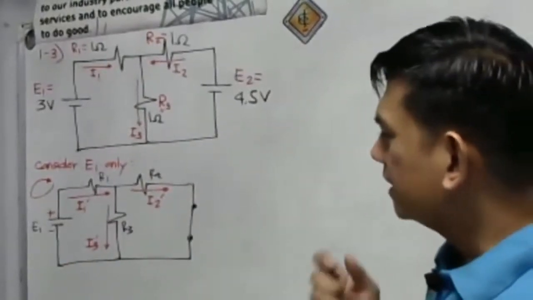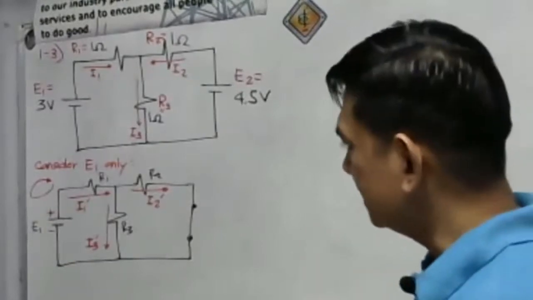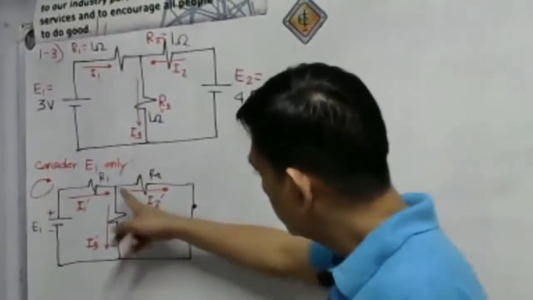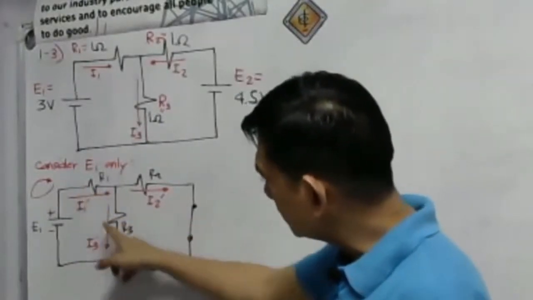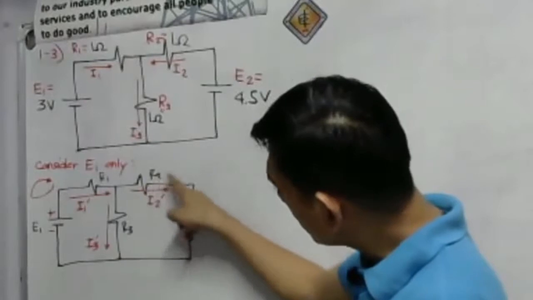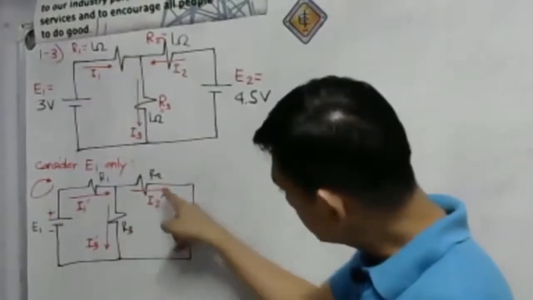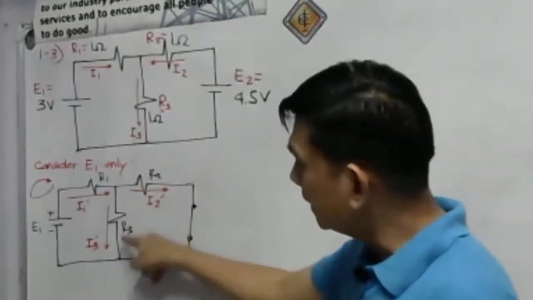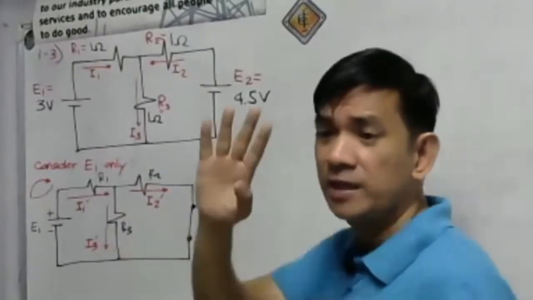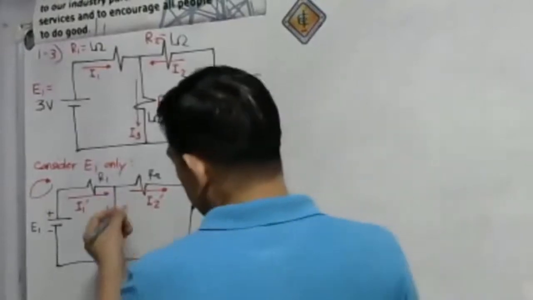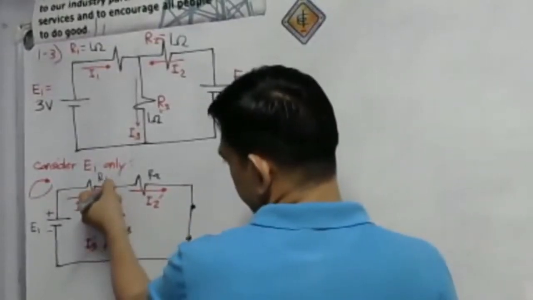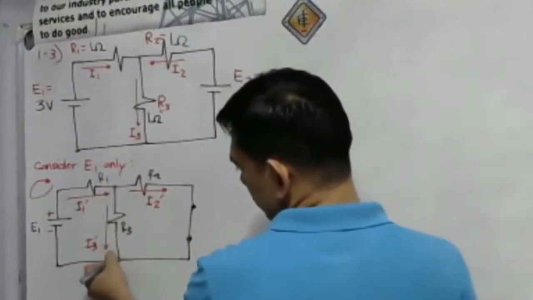Basically, what kind of circuit do we have here? We have a series parallel circuit. So, we have the R1 resistor connected in series with a parallel combination of R2 and R3. These two resistors will be connected in parallel because they will be having two common nodes. Where is this common node? This is the first common node, and this is the second common node.